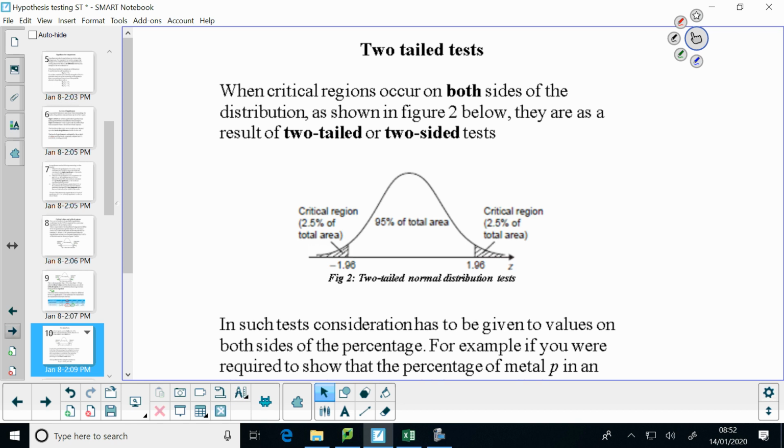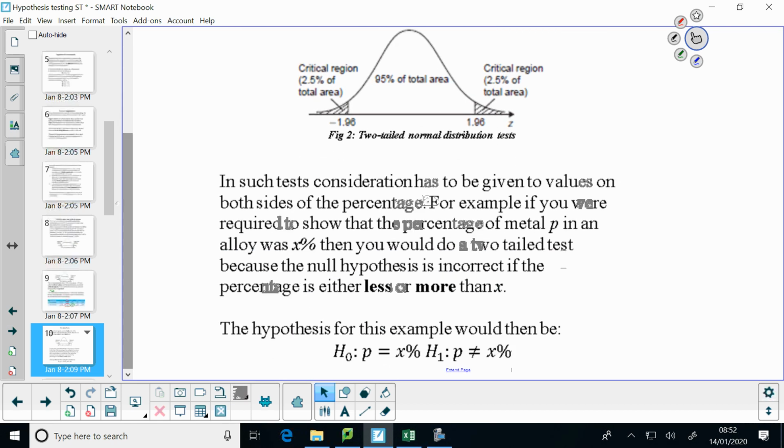In such tests, consideration is about the percentage. For example, if you are required to show the percentage of metal P in an alloy that was 50%, then you would do a two-tailed test because the null hypothesis is incorrect, that is either less or more. So the hypothesis for this example would be that P is X% as the null hypothesis. The alternative is that P is not X%. Okay. So that's a two-tailed test if you're interested in the size of the hypothesis.